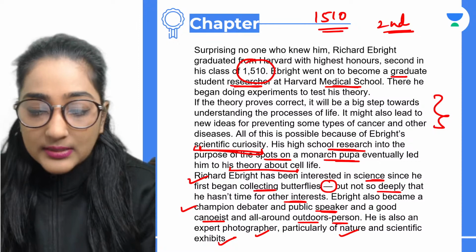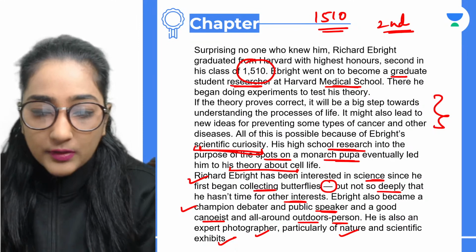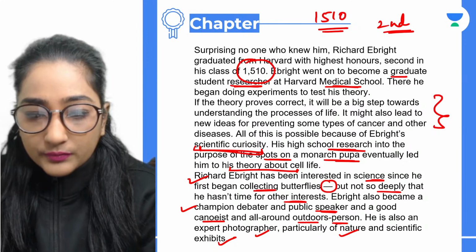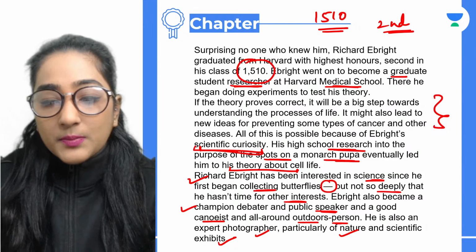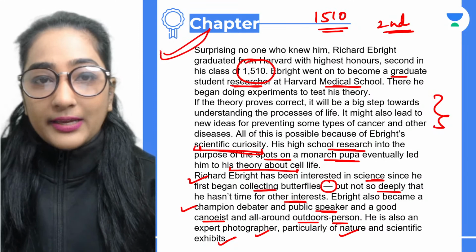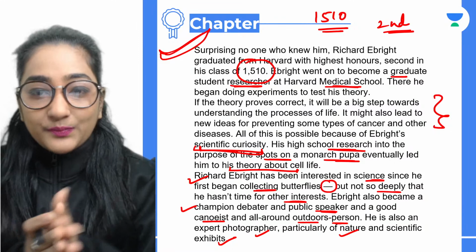This is something that I mentioned to everybody in one of our chapters. Everybody, come on. So we see that he was literally a good speaker as well. And canoeist basically refers to a person, you know, a canoe is a boat kind of thing. And he is amazing at that as well. He can race amazingly. And he is into a lot of outdoor activities as well.